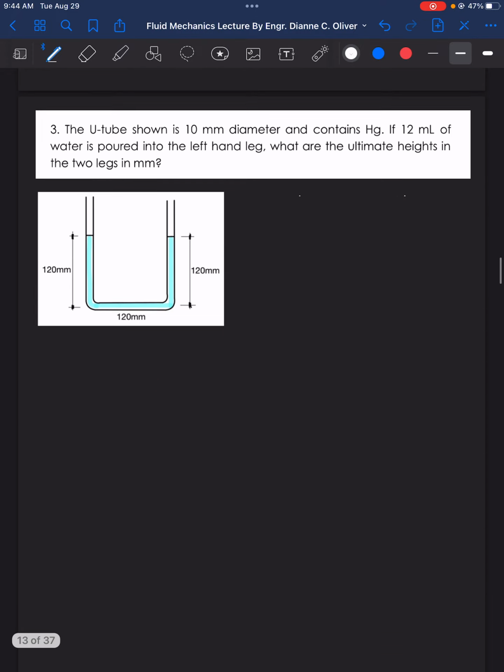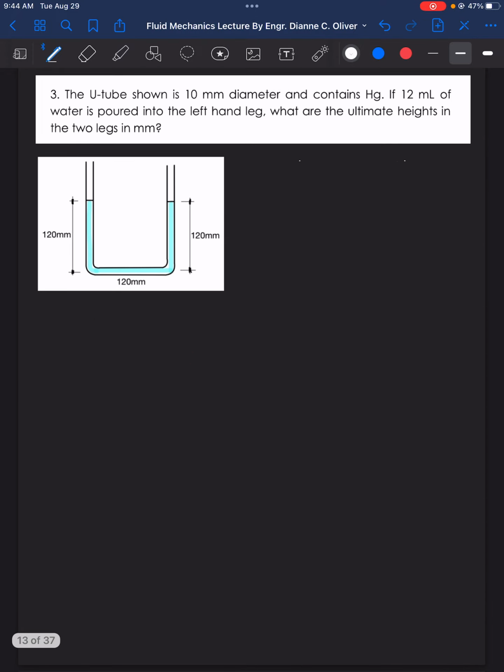Next, we have example number 3. The U-tube shown is 10 millimeter in diameter and contains mercury. So the liquid here is mercury. If 12 ml of water is poured into the left hand leg, what are the ultimate heights in the two legs in millimeters? So it's looking for the final height.